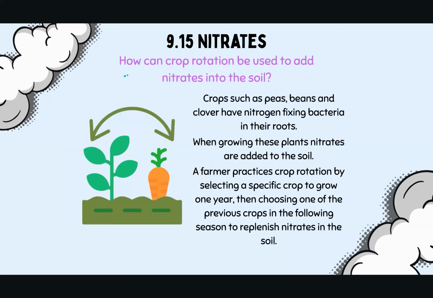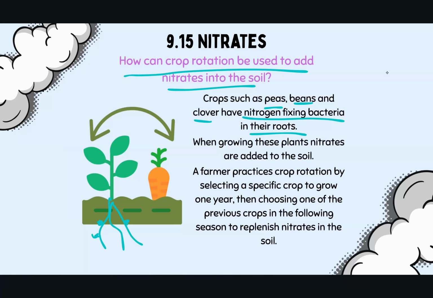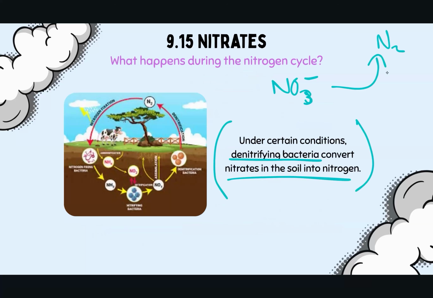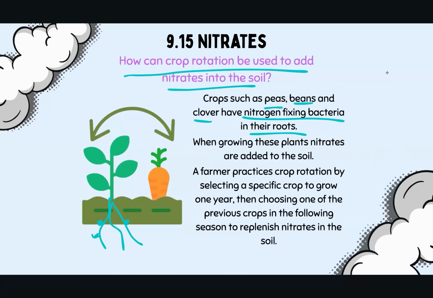Okay, so how can crop rotation also add nitrates to soil? So crops such as peas, beans, and clover have nitrogen-fixing bacteria in their roots. So in the actual roots, they have these little nodules full of bacteria. Now they're nitrogen-fixing bacteria, and what do nitrogen-fixing bacteria do? They take nitrogen from the air and convert it into nitrates. So this is a very good mutualistic relationship. When growing, these plants, nitrates are added to the soil.